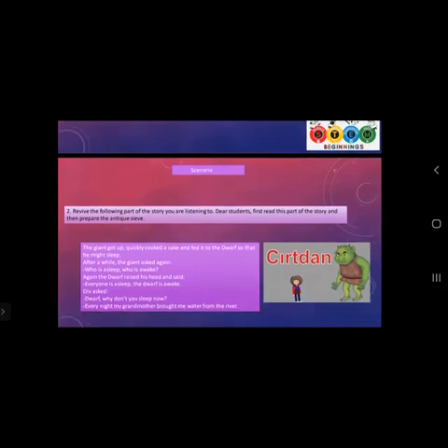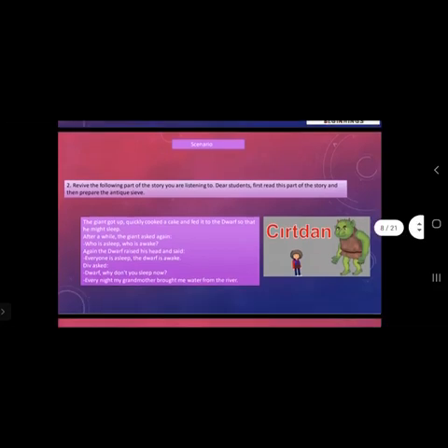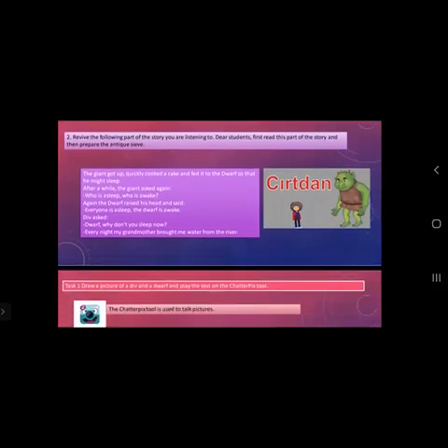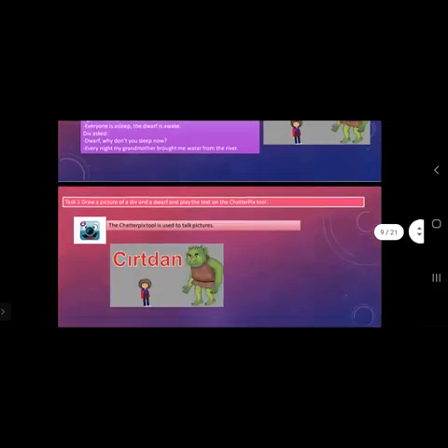And after reading this story, we give our students a scenario, and I said to them, revise the following part of the story you are listening to. Dear students, first read this part of the story and then prepare the antique sieve. They read this part of the story when the dwarf and Chirtan talk to each other, about why he is not asleep and what he wants to bring him. And we give our students tasks.